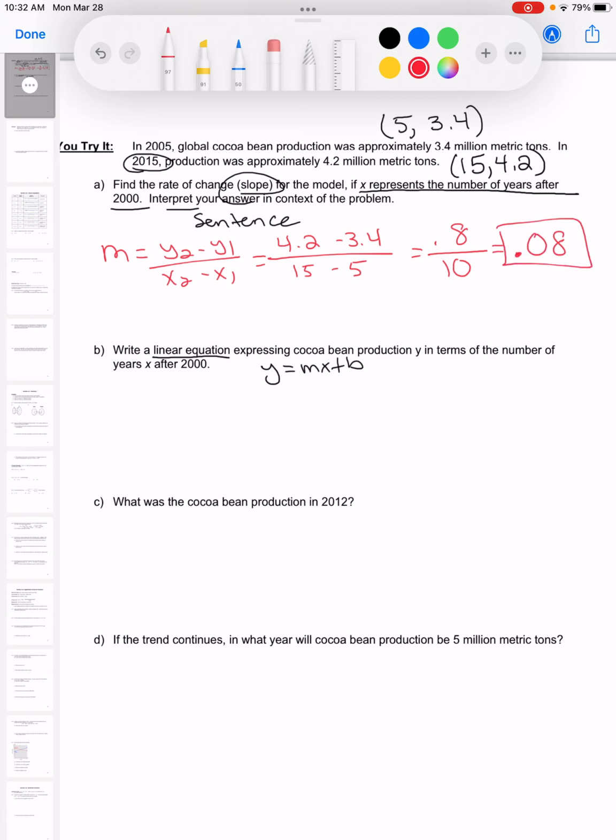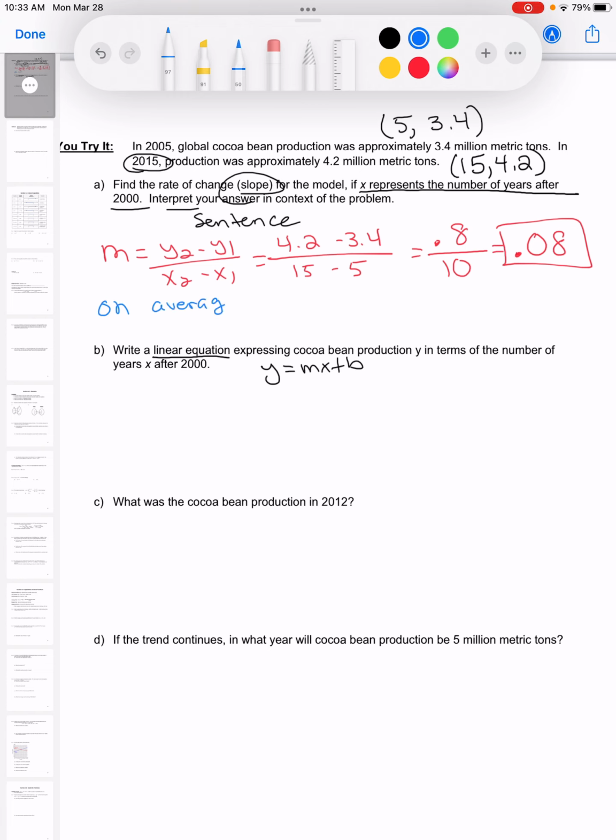We don't want to leave it as 0.8 over 10. That's not actually a reduced fraction. So you could type it in your calculator to get the reduced fraction, or it's fine to leave it as 0.08 because it came out to be a perfect decimal. Now I do need to write a sentence for this answer. So I'm going to do that to finish up A.